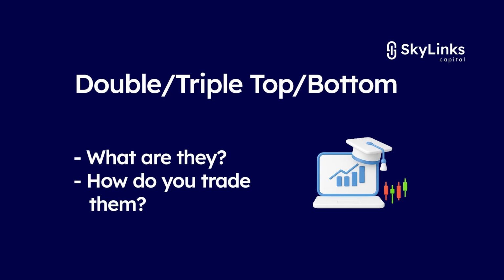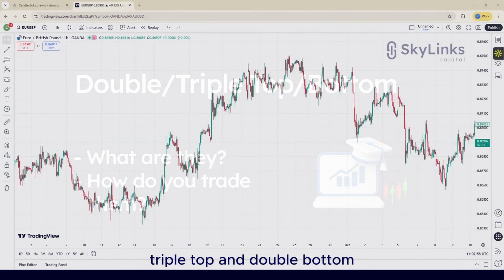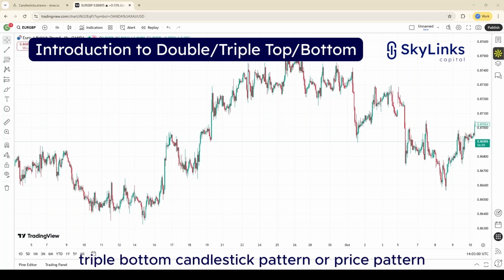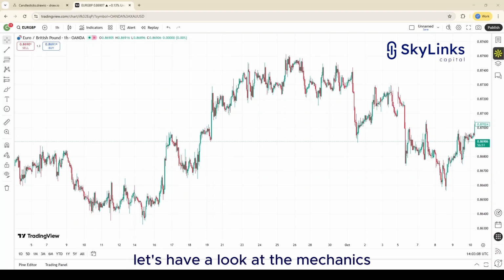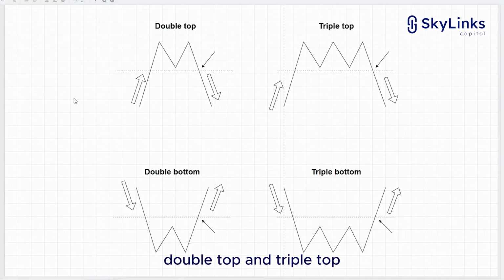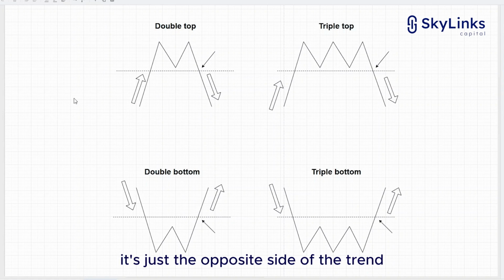Hi guys, today we're going to be looking at the double top, triple top and double bottom, triple bottom candlestick pattern or price pattern. Before we actually find any examples on the chart, let's have a look at the mechanics. Double top and triple top are very similar in how they work. The double bottom and triple bottom is just the opposite side of the trend.